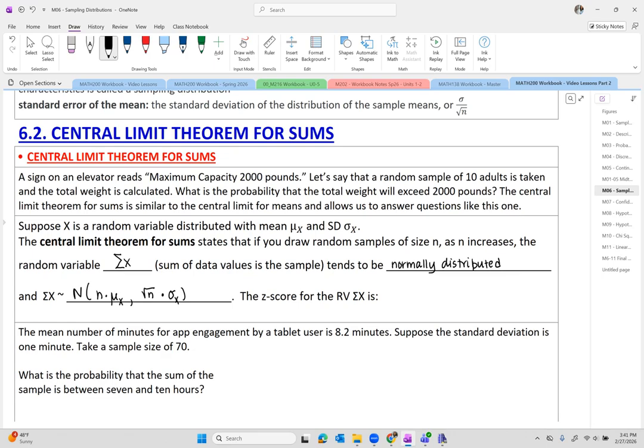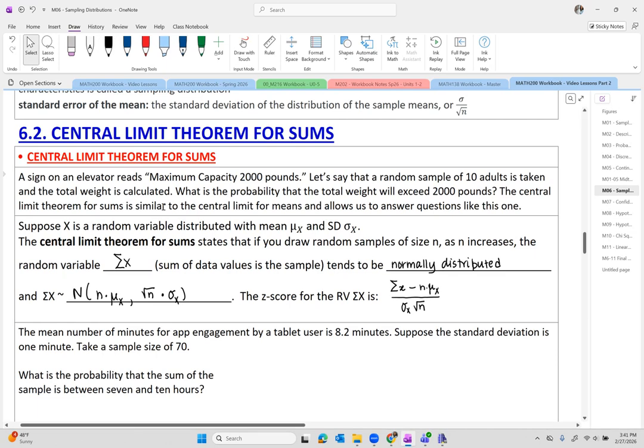The z-score for your random variable sum of x will be the sum of the values that you ended up with from your sample, minus the mean of the distribution of the sums, which is n times the mean of x, divided by the standard error of the sums, which is sigma of x times the square root of n.